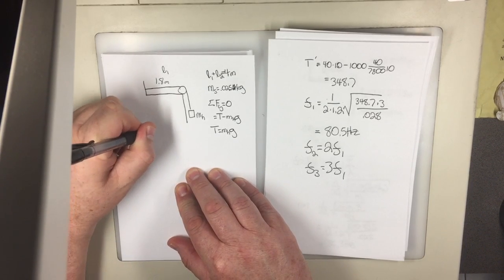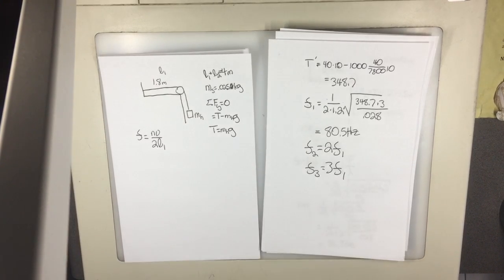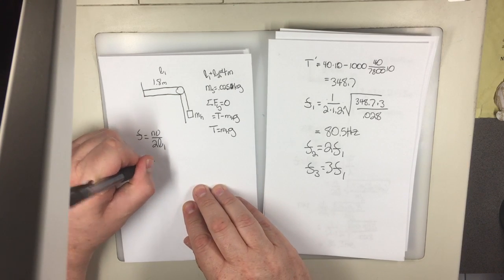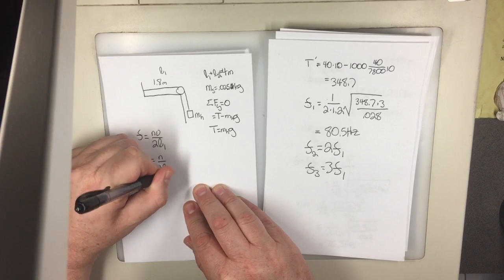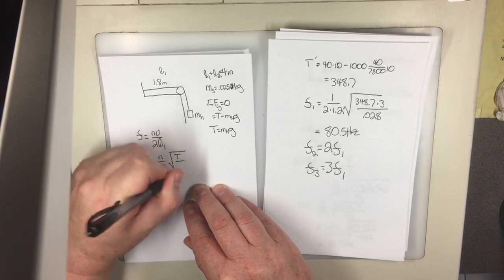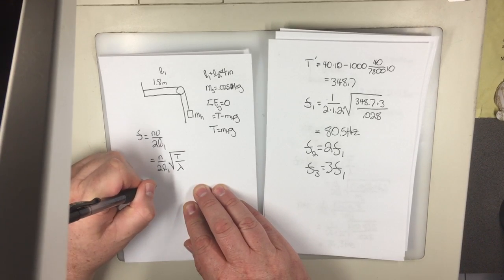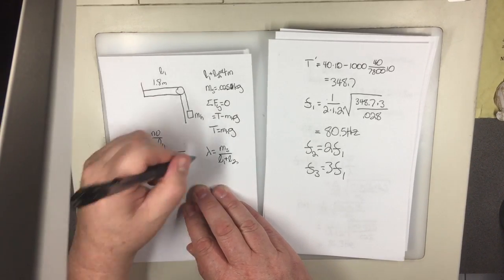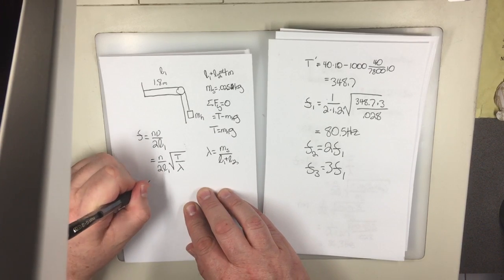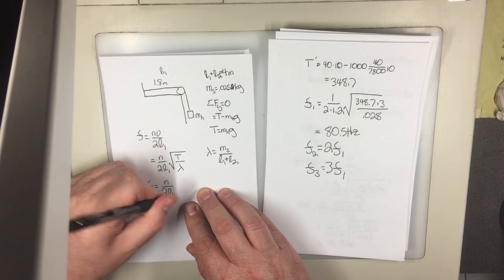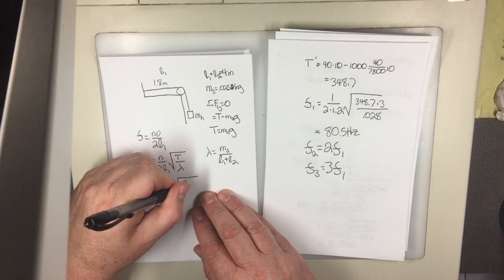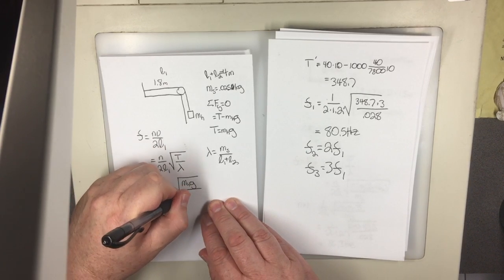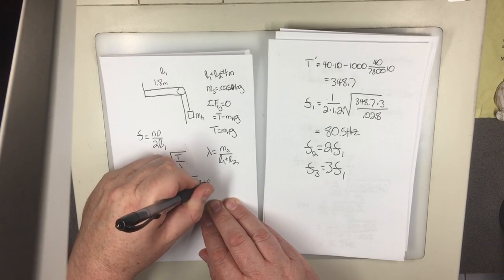The frequencies are N v over 2L1. L1 is the vibrating length of the string. The velocity is the square root of tension over linear mass density. Linear mass density is mass of the string over L1 plus L2. The tension is the hanging mass times gravity. So f equals N over 2L1 times the square root of hanging mass times gravity over mass of string divided by L1 plus L2.